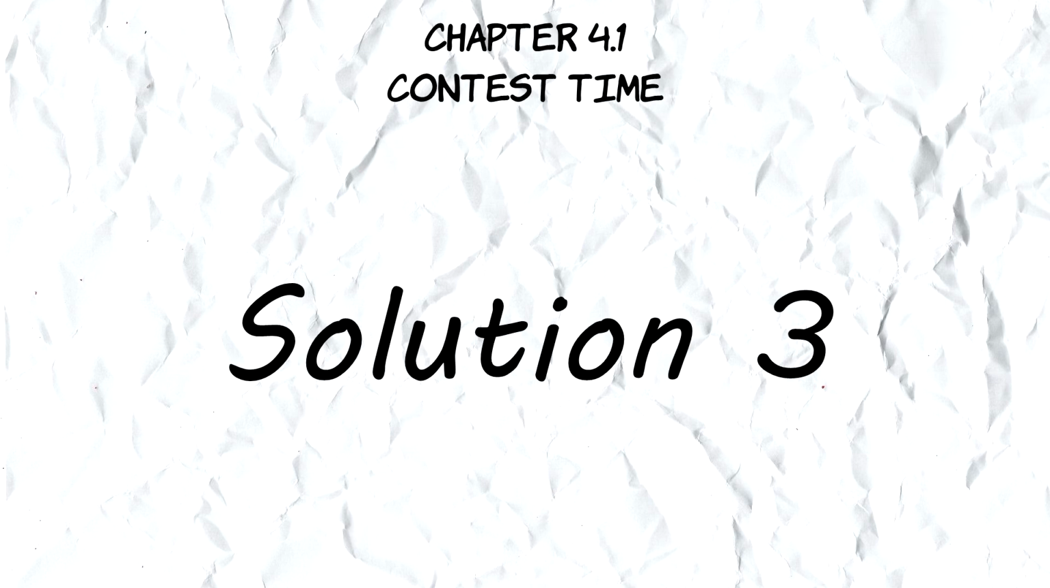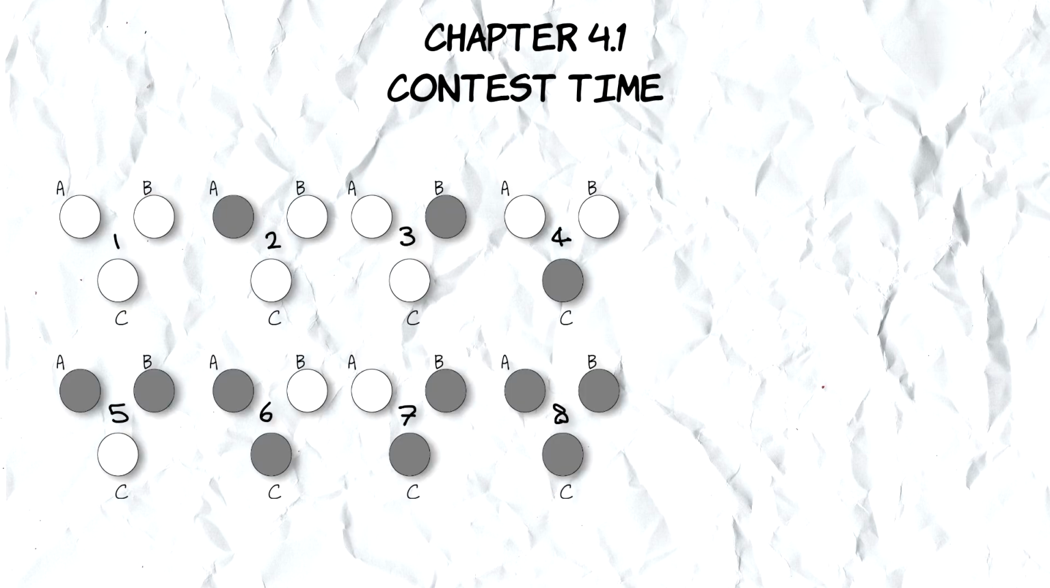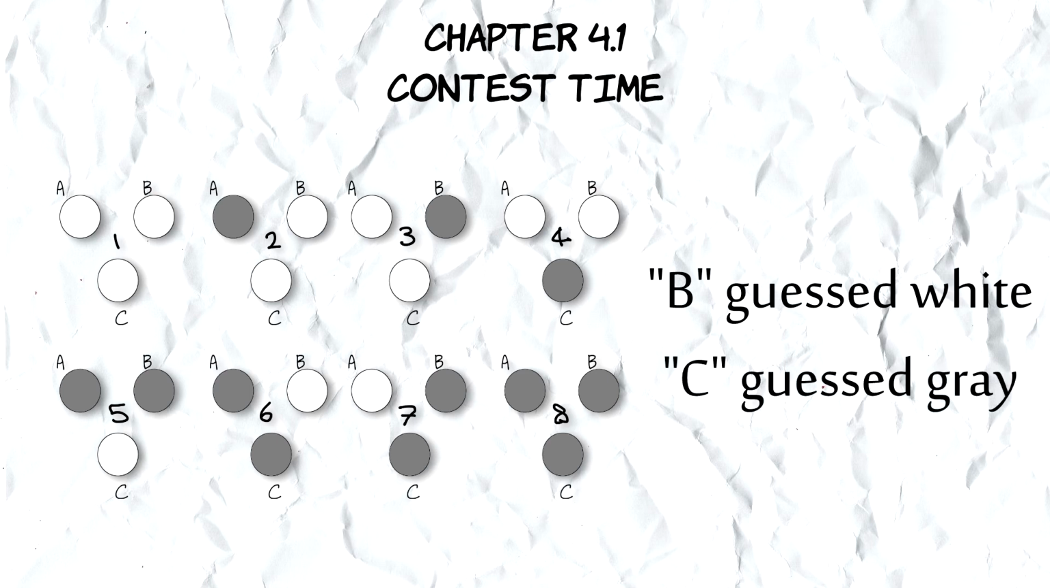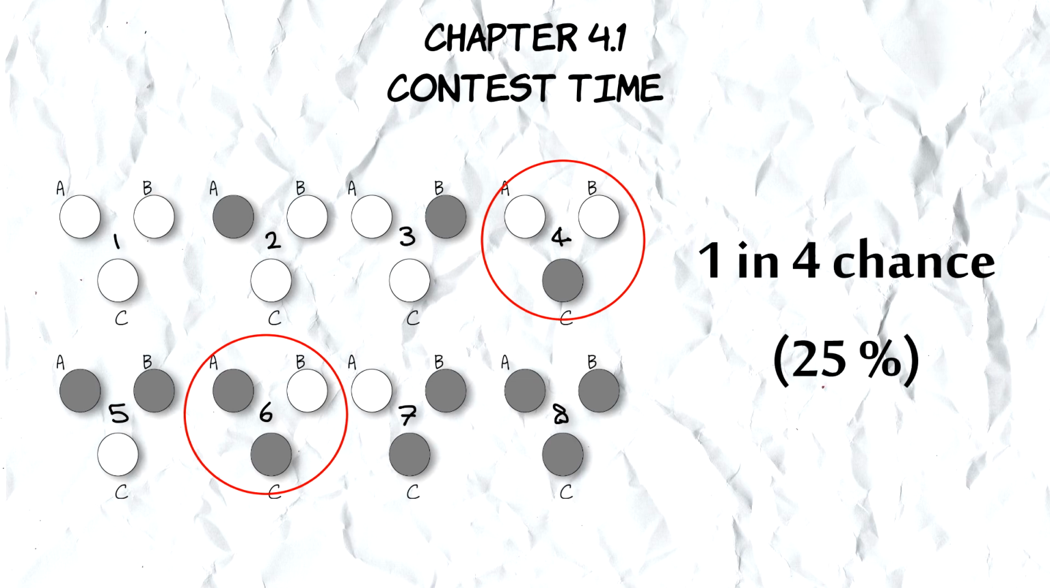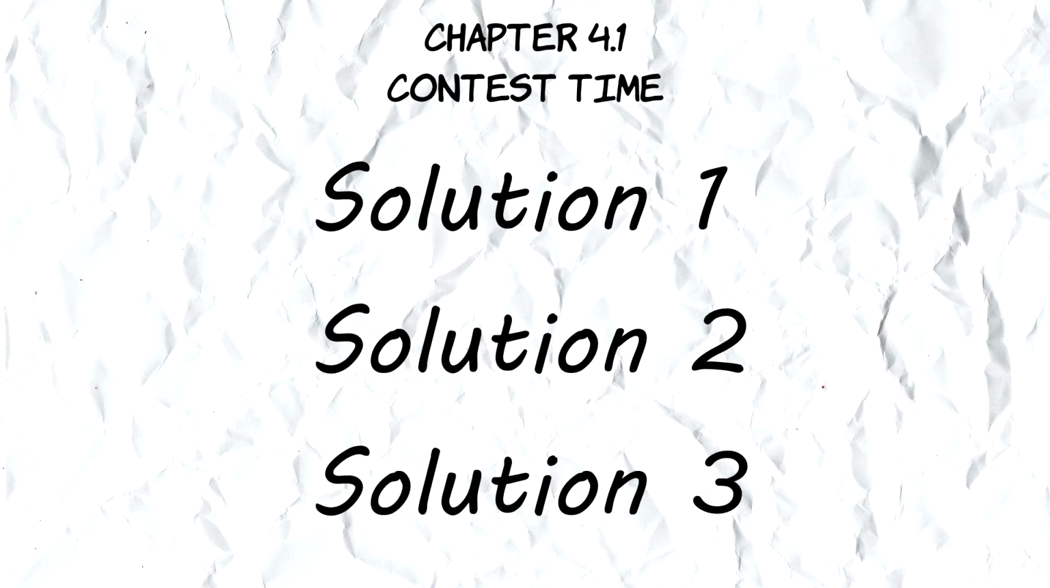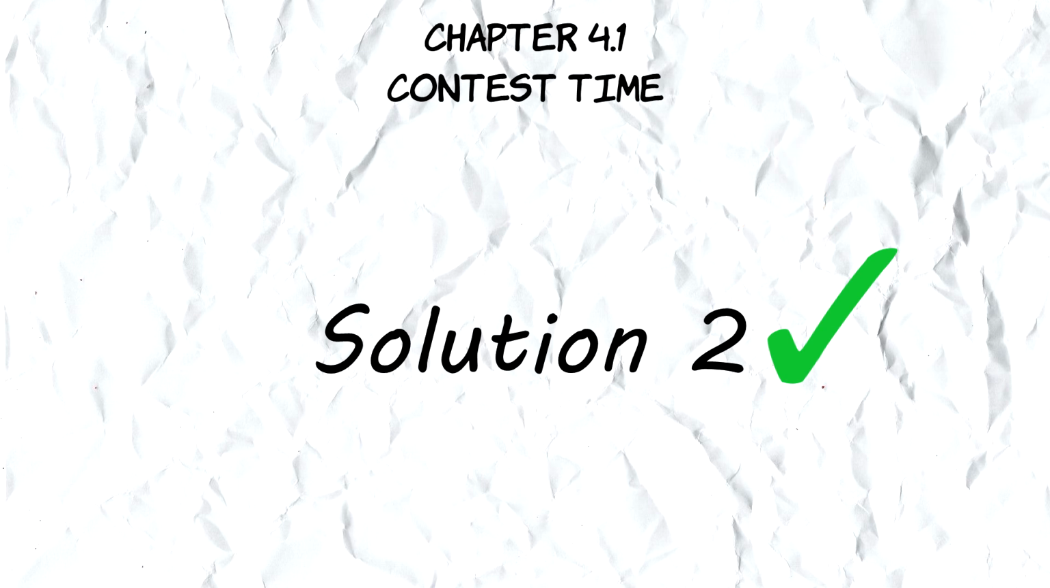Solution 3. Now we'll assume that player B guesses he had a white hat, and that player C guessed he had a gray hat, and that player A just passed. Options 4 and 6 would have been won by the team in this situation. In this case, the likelihood of the team winning is 25%. Each player's choice of hat color is an individual event. Solution 1 has the lowest likelihood of winning, whereas Solution 2 has the highest possibility of winning. It is therefore tempting to assume that Solution 2 is the best option. There are, however, better options available.